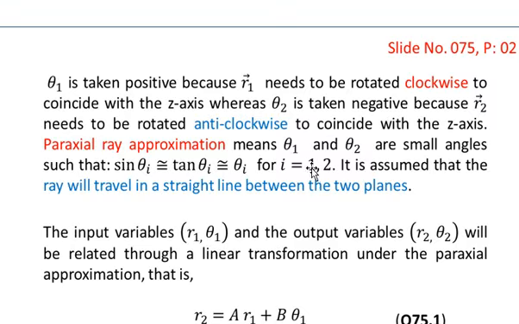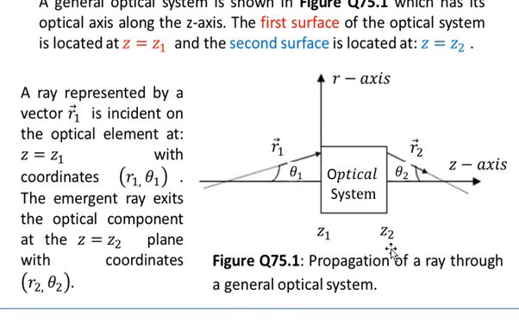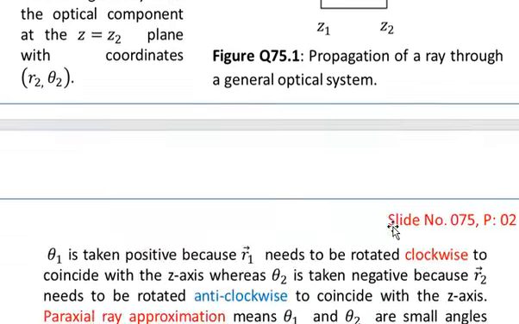So R1 will stand for ray 1 and R2 will stand for ray 2. It is assumed that the ray will travel in a straight line between the two planes. So you see that here we have the planes z1 and z2, and we are assuming for the moment that the ray will travel between these two planes in a straight line.